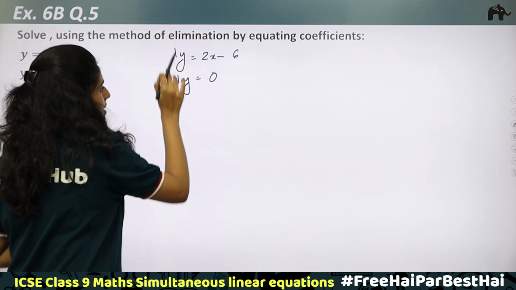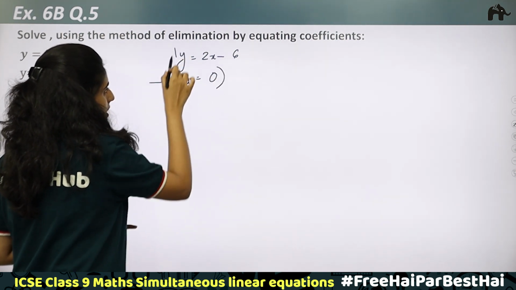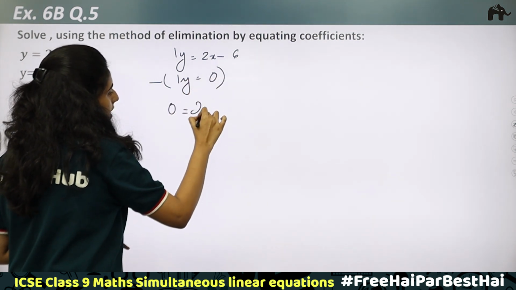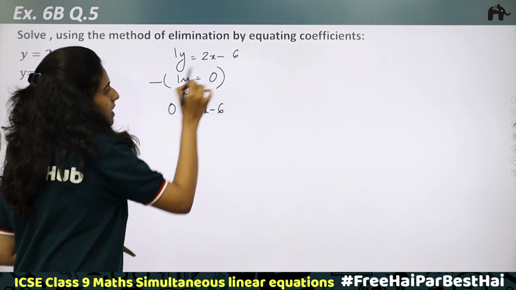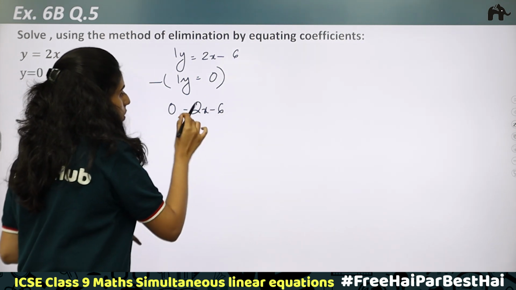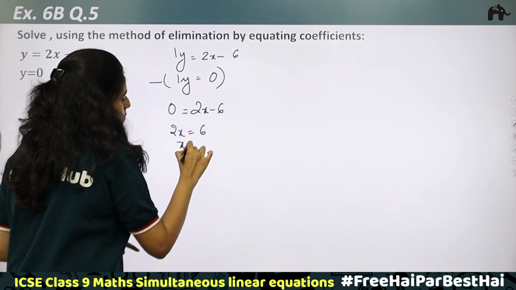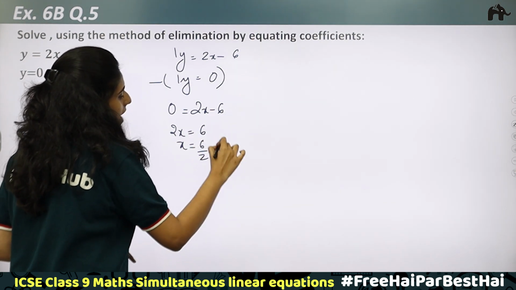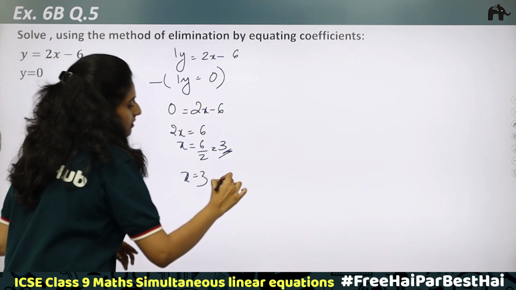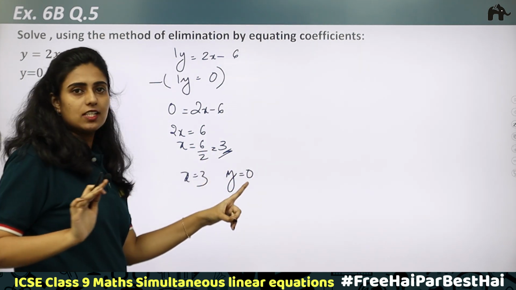Okay. Now we can subtract second equation from the first equation. Subtracting, what do we get? 1y minus 1y is equal to 0. That is 2x minus 6 minus 0. Okay, which is 2x minus 6. So 0 is equal to 2x minus 6, which means 2x will be equal to 6 and x will be equal to 6 divided by 2, which is equal to 3. X value equal to 3. What about the y value? Here it is very well given that y is already equal to 0. So x is equal to 3 and y is equal to 0.